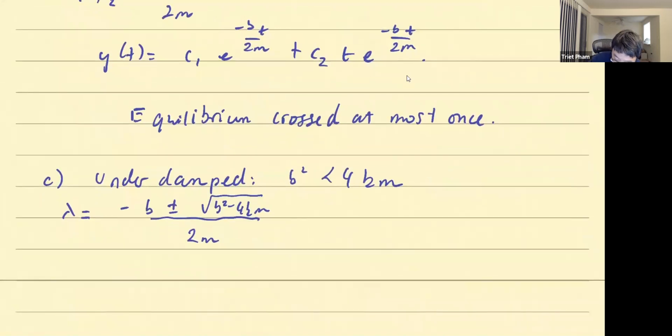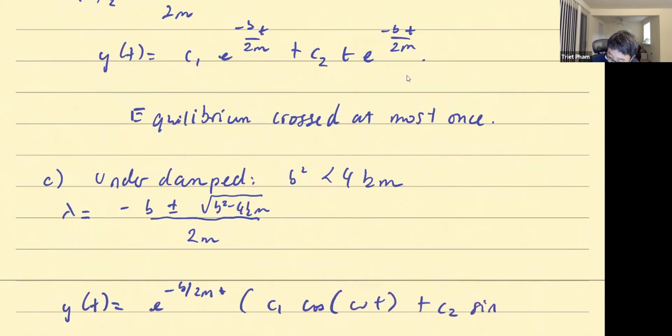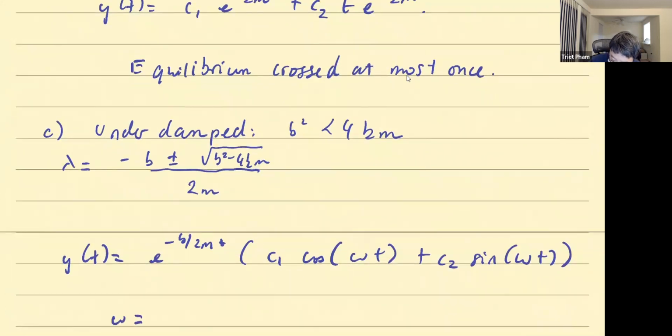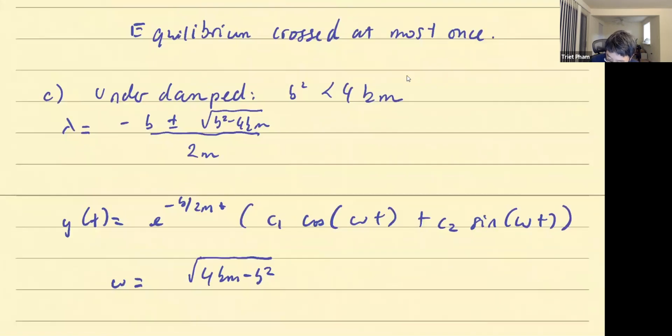So your solution here will be e to the minus b over 2m times t, times C1 cosine of, let's say, omega t, plus C2 sine of omega t, where omega is the other way: the square root of 4km minus b squared, because now this is positive, over 2m. So I think that's called the natural frequency of your system.